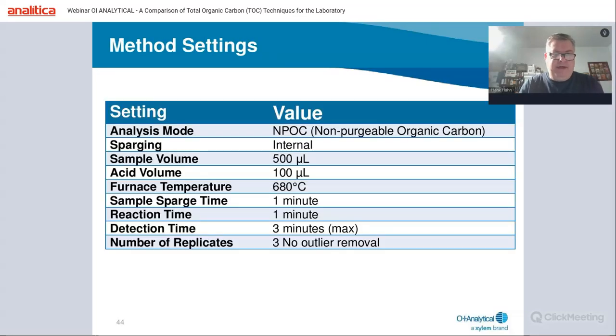So here are some typical method settings in combustion mode: 0 to 100 ppm calibration curve, internal sparging, sample volume, acid volume, 680 degrees C, sparge time 1 minute, reaction time 1 minute, detection limit 3 minutes, and number of replicates, we have 3.